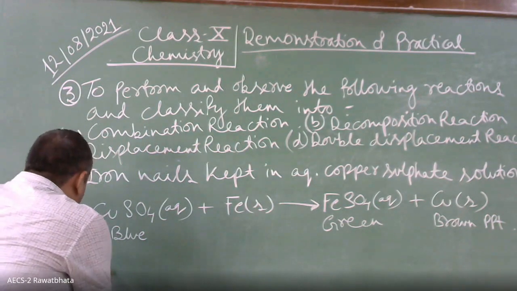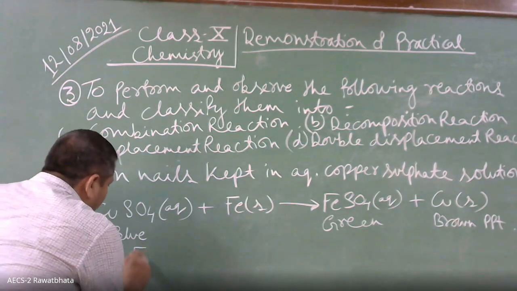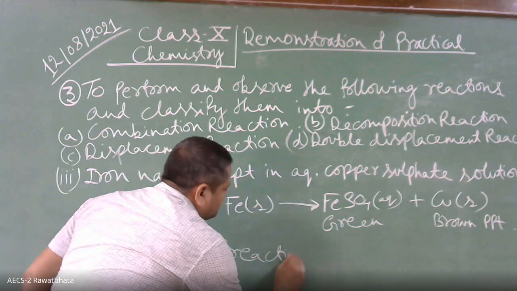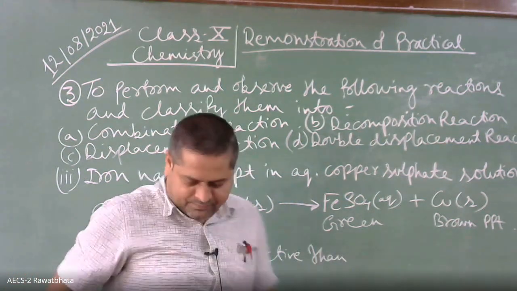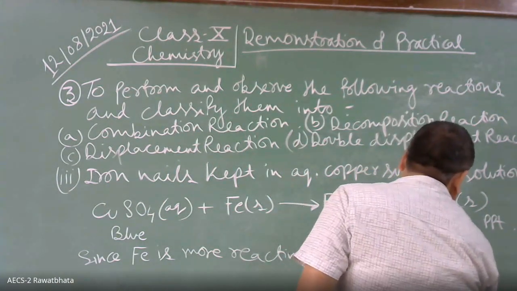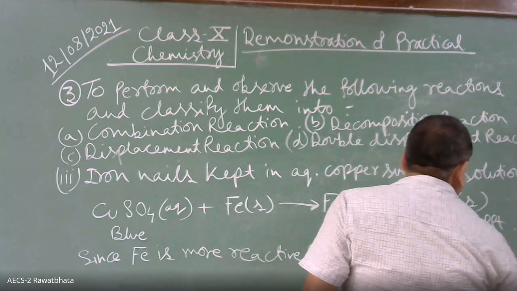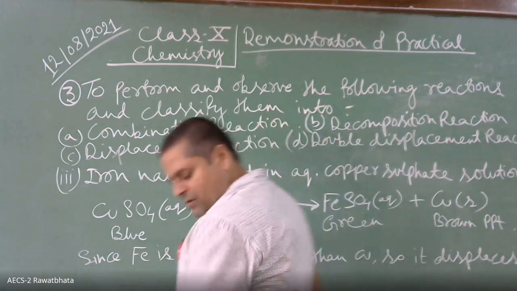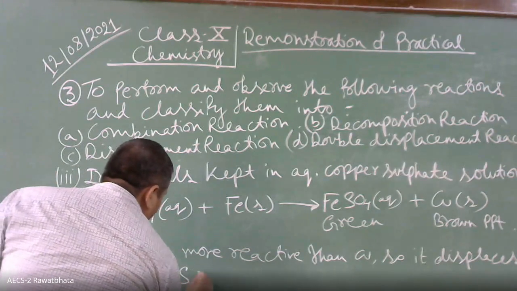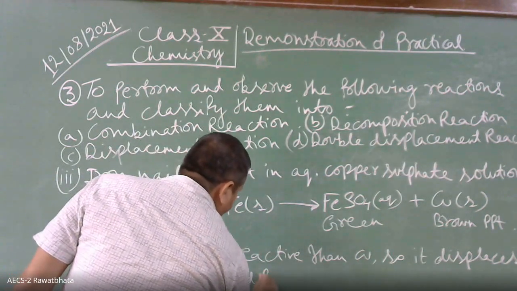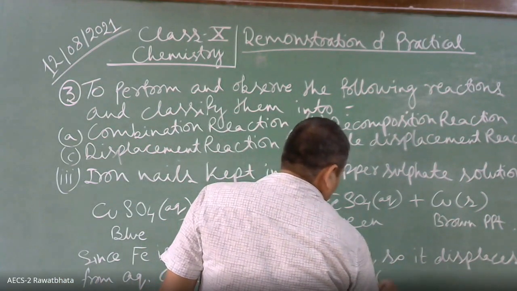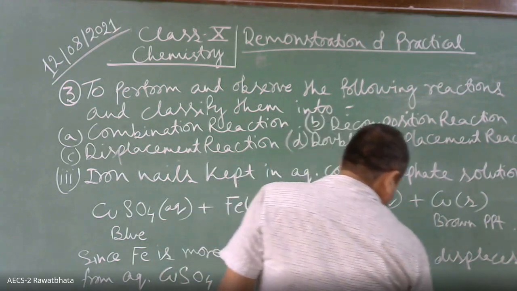Since iron is more reactive than copper, it displaces copper from aqueous CuSO4 and forms aqueous FeSO4, which is green in color.